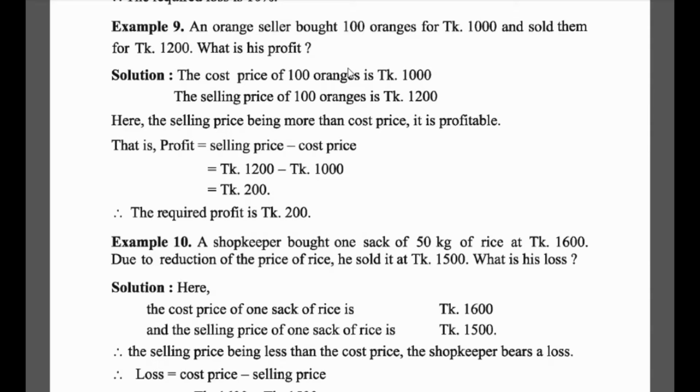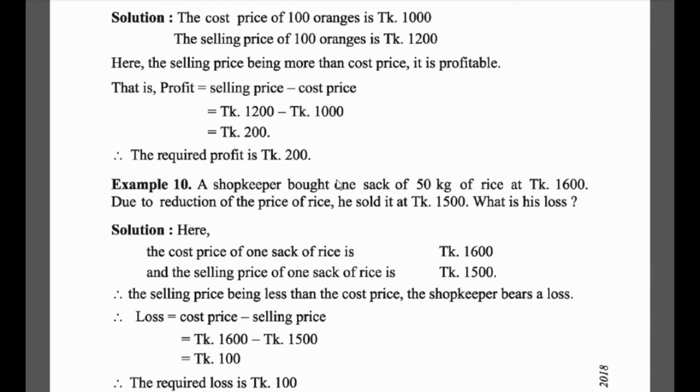Here, the cost price of 100 oranges is taka 1000. You can see here, an orange seller bought, that means the cost price is taka 1000. And the selling price of 100 oranges is taka 1200. Here, we can see that the selling price is bigger than its cost price. It is written here that the selling price being more than the cost price, it is profitable. According to the rule of profit, profit is equal to selling price minus cost price. So we put the values given in the question: selling price 1200 minus cost price 1000. The difference is 200. So it's the required profit, which is the answer. The question is what is his profit, so it's the required profit which he got.